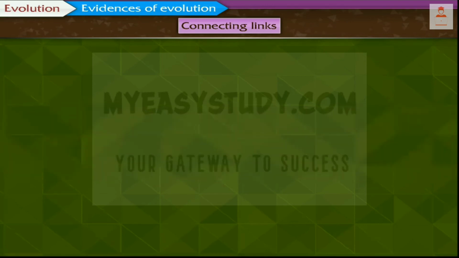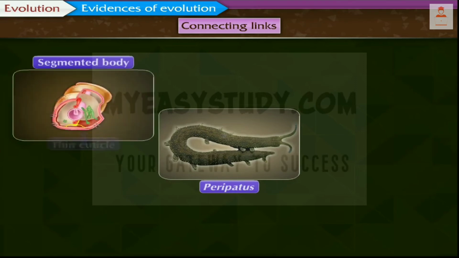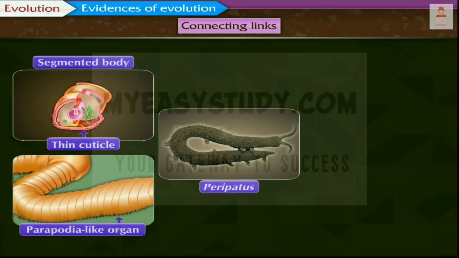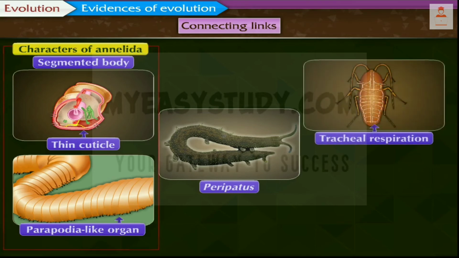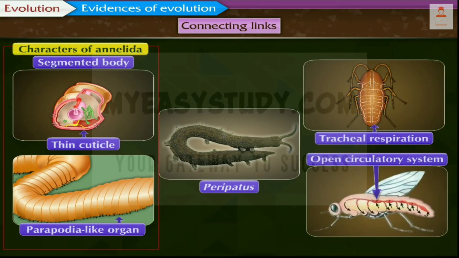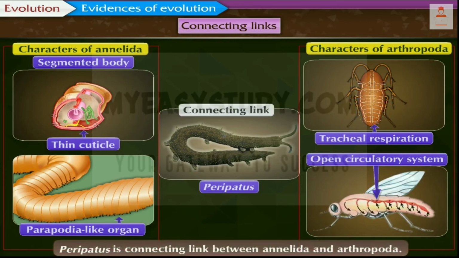First image is of peripatus. In peripatus, characters like segmented body, thin cuticle, and parapodia-like organs are present, which are also seen in phylum Annelida. Similarly, these animals also show tracheal respiration and open circulatory system similar to arthropods. This indicates that peripatus is a connecting link between Annelida and Arthropoda.